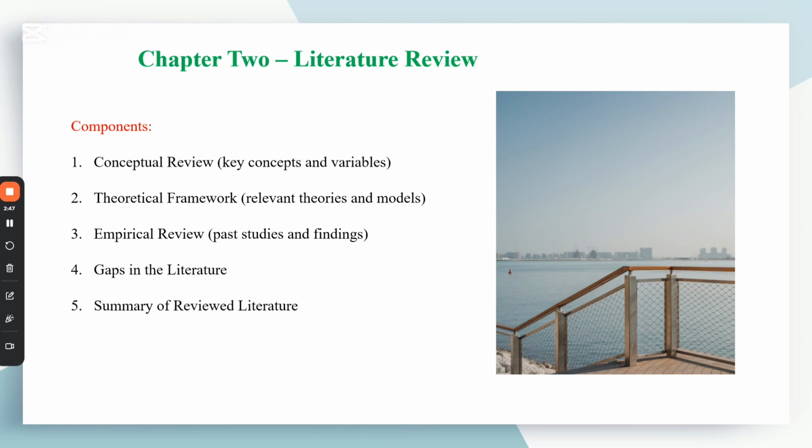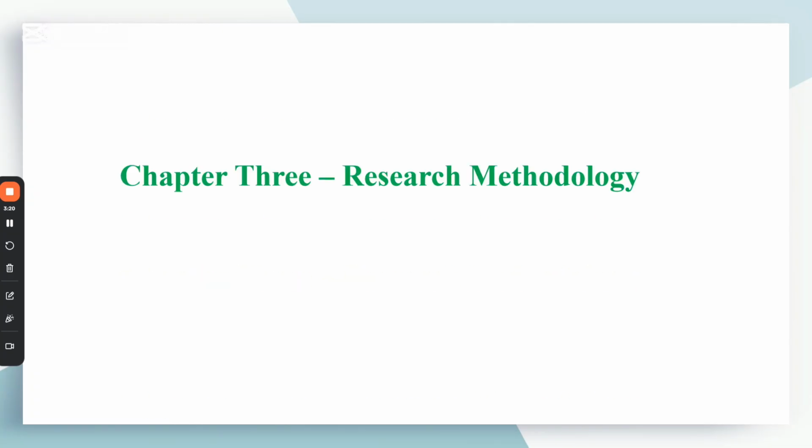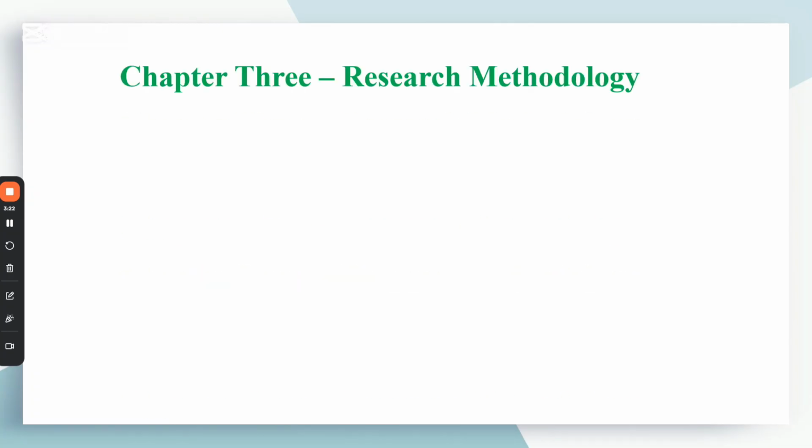The problem that many students, even advanced students, make in project writing under empirical review is that they think everything about literature review is just to go and check on past findings. They forget about the conceptual review and the theoretical framework and focus more on empirical review. It's not so. Number 4 is gaps in literature. Then the last one there is summary of reviewed literature. Your chapter 3 is your research methodology.